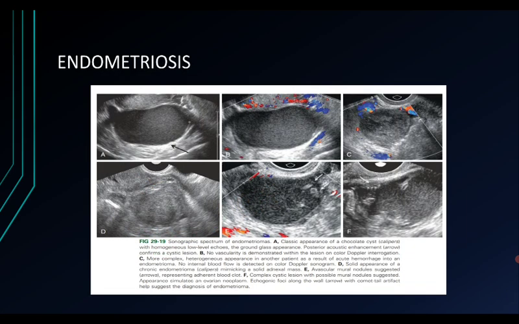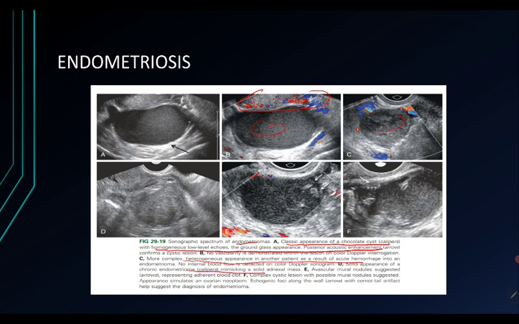Then in endometriosis, the classical sonographic appearance is a chocolate cyst with homogeneous low-level echoes, the ground glass appearance, and posterior acoustic enhancement, confirming a cystic lesion. No vascularity is demonstrated within the lesion, but here peripheral vascularity is there. There is a more complex heterogeneous appearance in other patients as a result of acute hemorrhage, so it looks like a complex cyst.